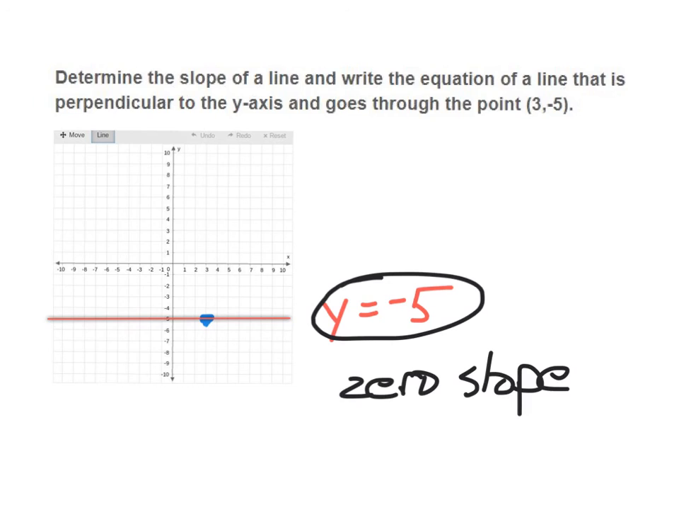Remember to use Desmos.com, the graphing calculator, to help you, and then of course you can take a look at the examples and the videos on the Delta Math assignment.